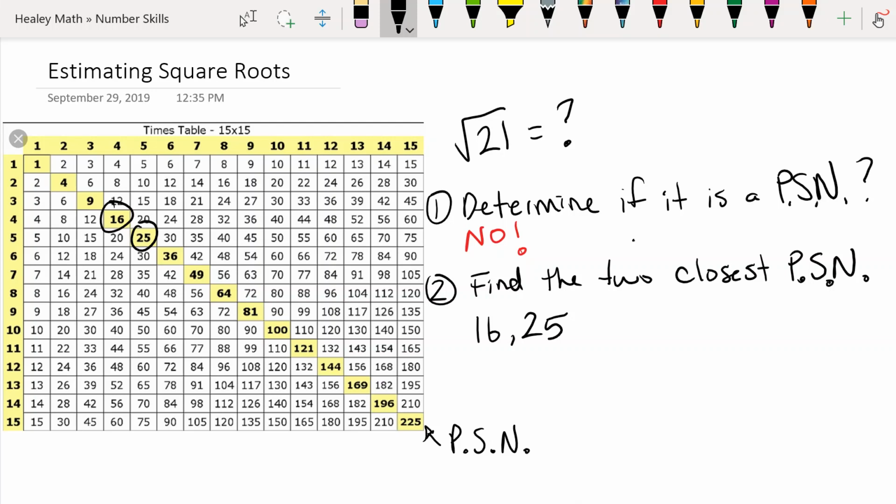If we draw a number line, and here we have 16, and here we have 25, we can assume that 21 might fall somewhere along here.